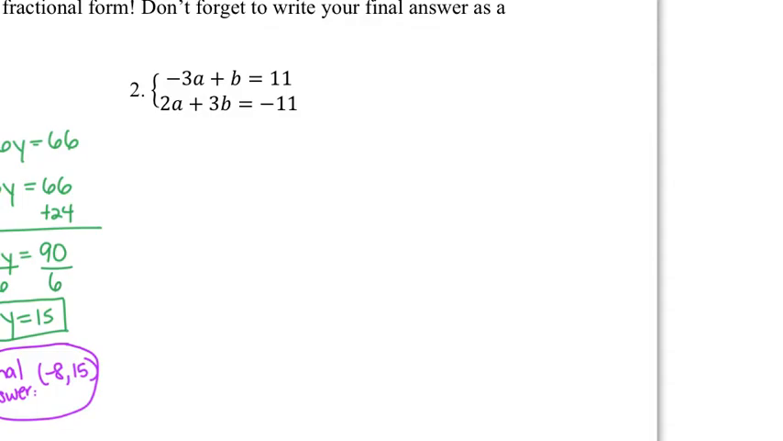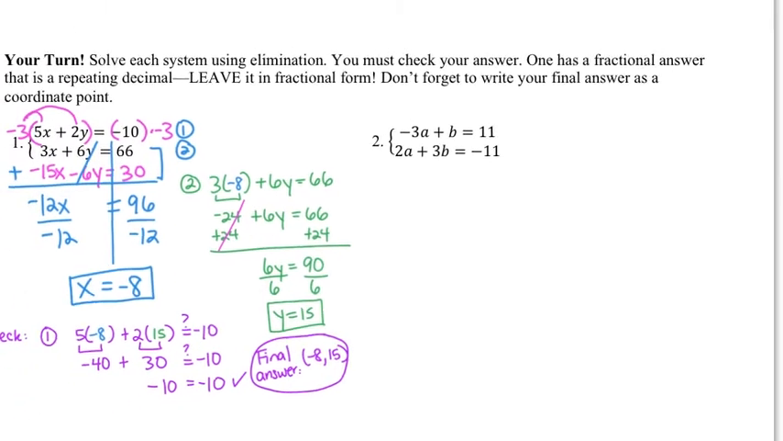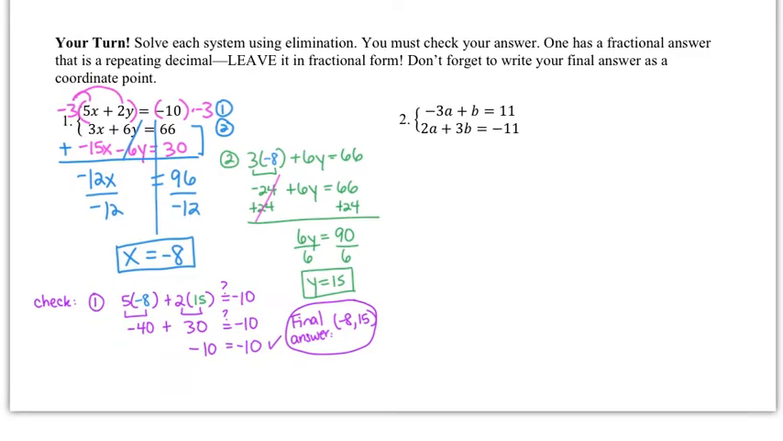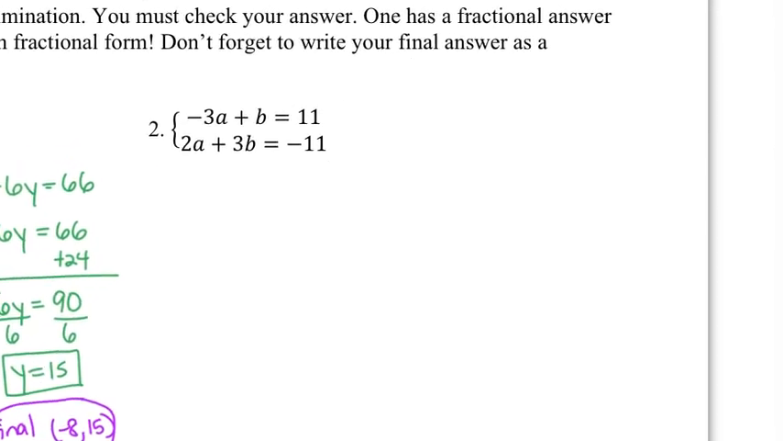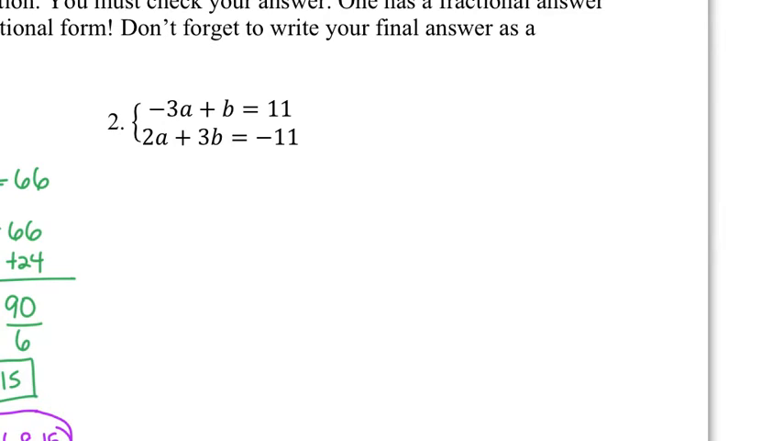All right, this is your turn, number 2, and again, the directions say solve using elimination, and there's one that has a repeating decimal. Well, it wasn't number 1, so will it be number 2, or will it be number 3 or 4? I don't know. Let's see.